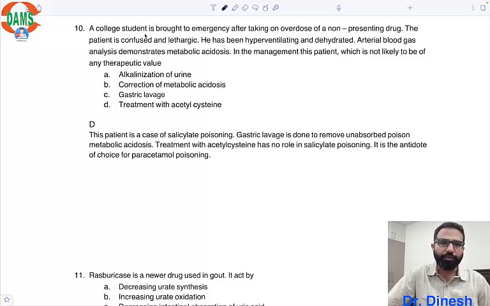Next question. A college student is brought to the emergency department after taking an overdose of a non-prescription drug.